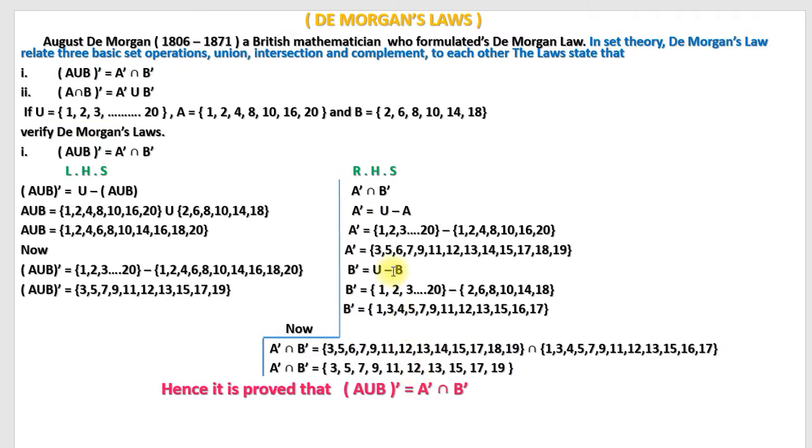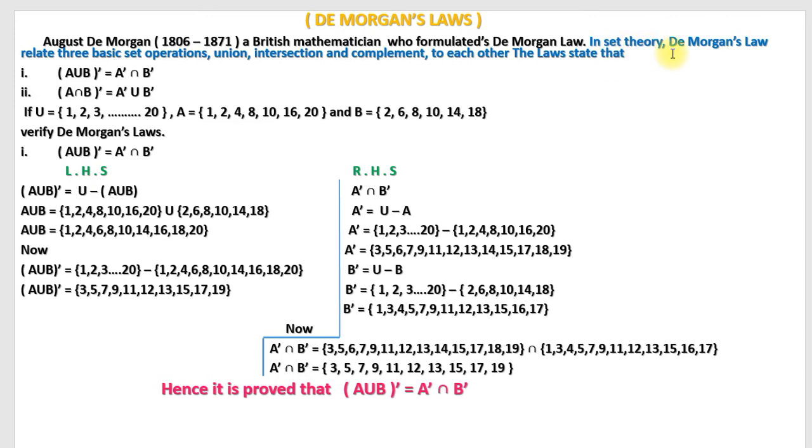Now we are going to learn De Morgan's law, and it is very important. First, you must know the name of the mathematician who introduced it. His name is Auguste De Morgan. He was born in 1806 and died in 1871, and he was a British mathematician who formulated De Morgan's law.